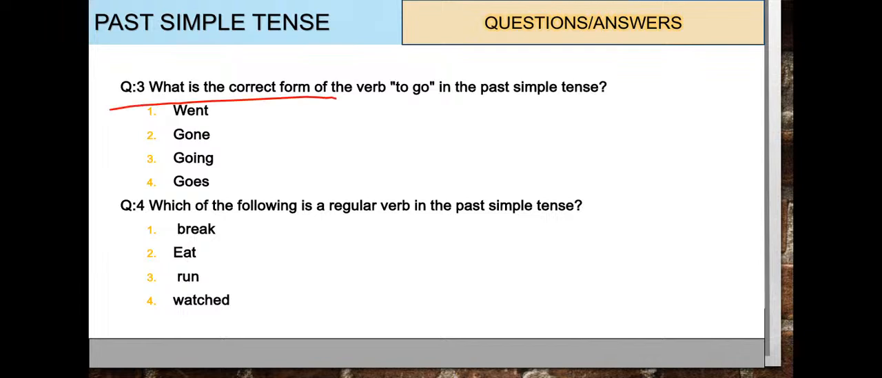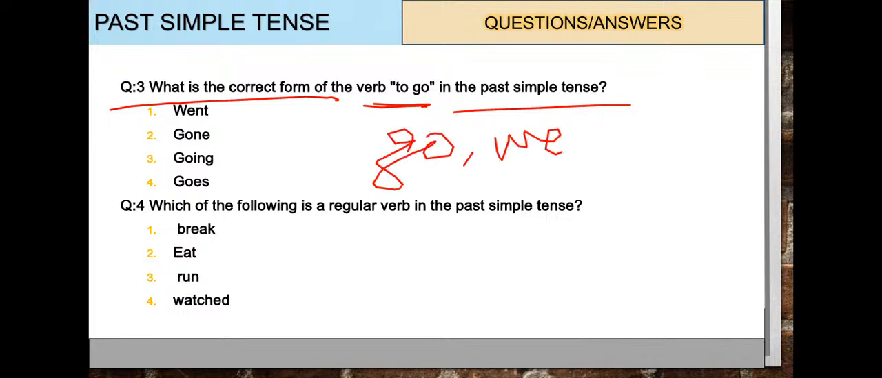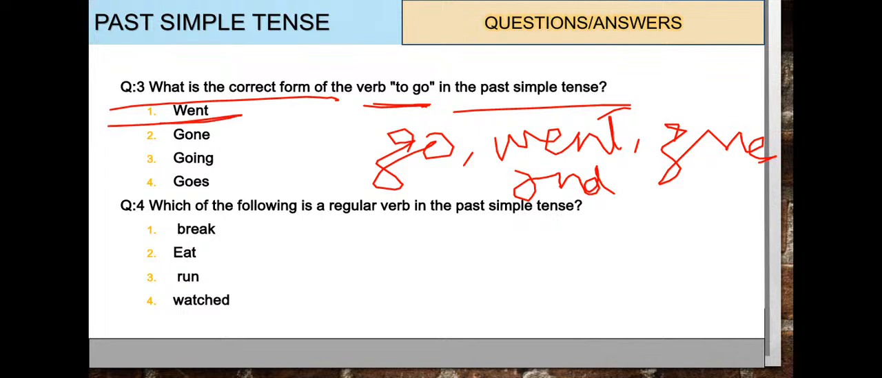What is the correct form of the verb to go in the past tense? It's a piece of cake, ladies and gentlemen. To go means go, went, gone. And we are concerned with the second form, that is went, so we're using went right here. Okay, and all the rest are not properly aligned.